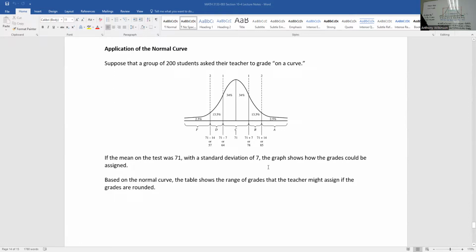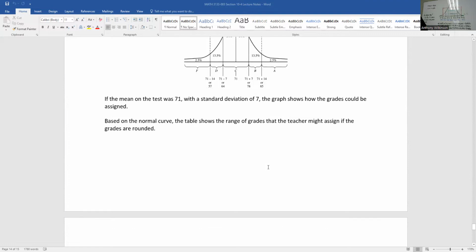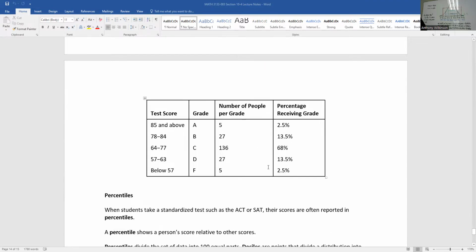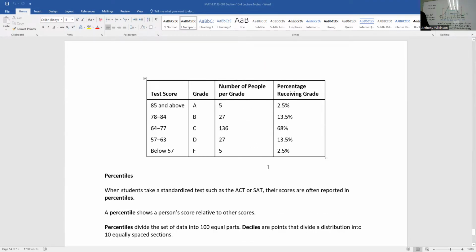Okay. Now, based on that normal curve, the table shows that range that you'll see on the next page. So in this case here, if you get 85 or above, it would be an A. 78 to 84 would be a B. 64 to 77 would be a C. 57 to 63 would be a D, and anything less than 57 would be an F.